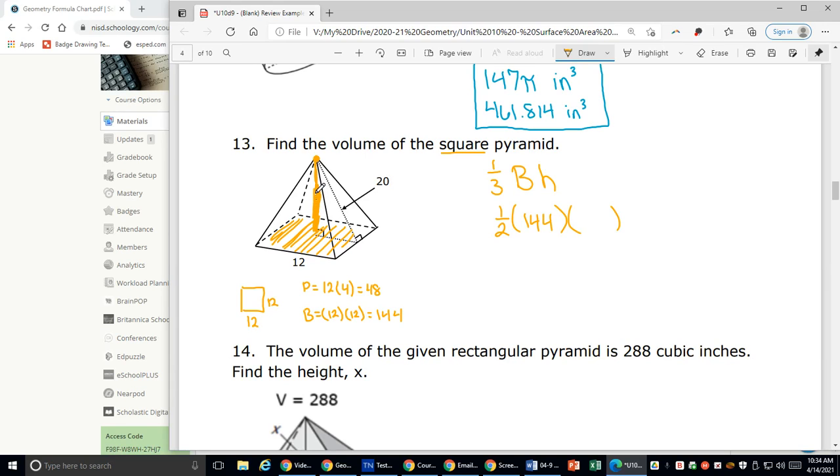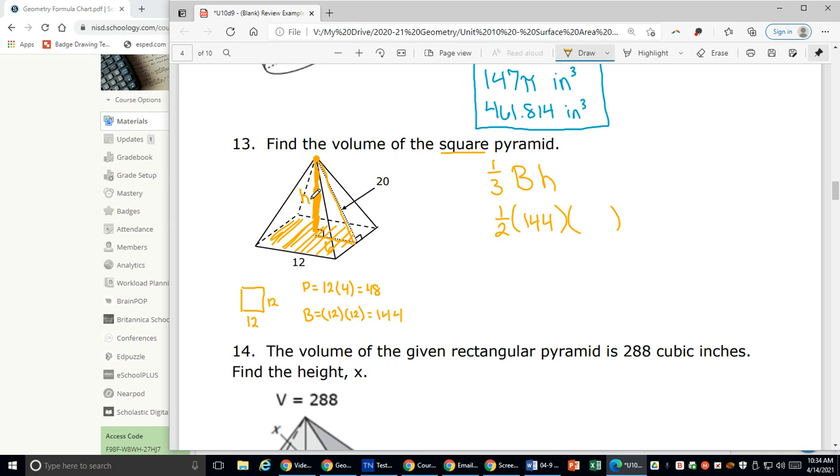I need this height here. They gave me the slant height. But they did kind of give me a little hint and drew in a little right triangle here, where I know if this is a square, all the way across it is 12, so this piece here is going to be 6. So I have a little right triangle where I've got a leg that's 6 and a hypotenuse that's 20, and I want to know what the other leg is.